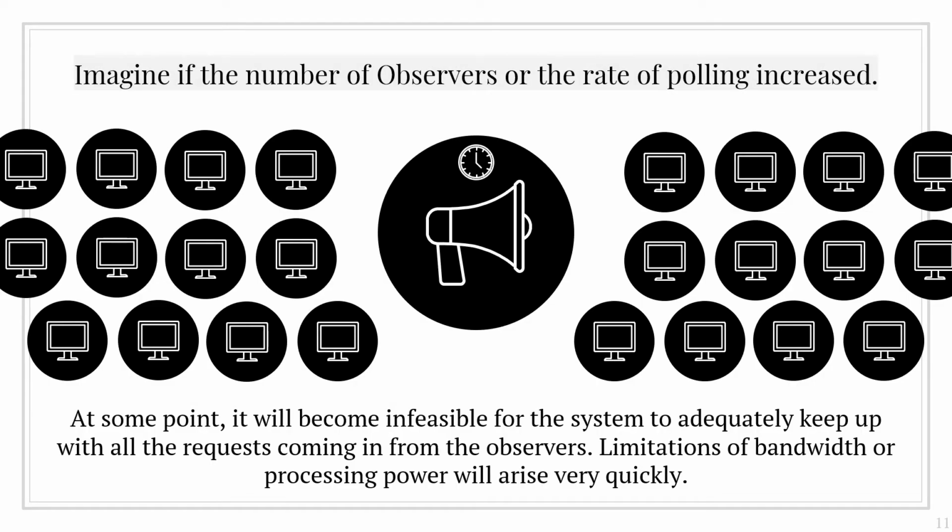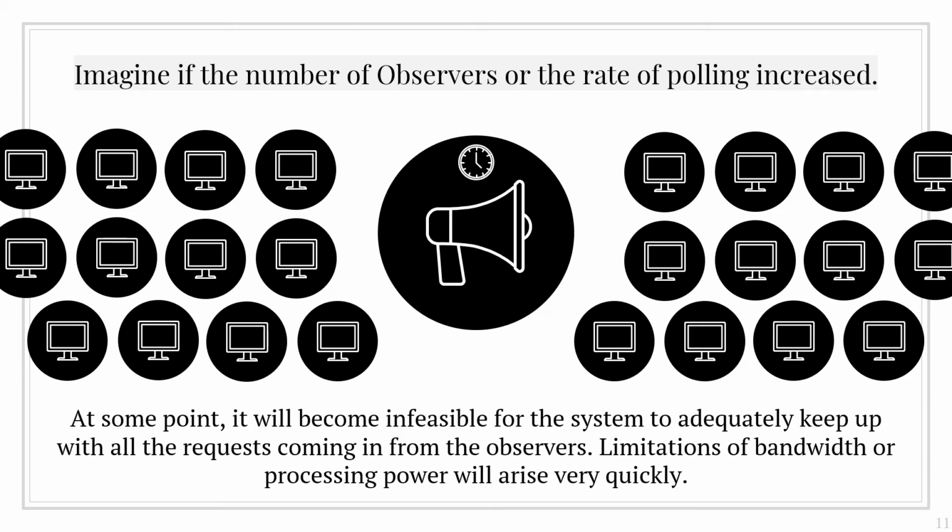Imagine if the number of observers or the rate of polling increased. What if hundreds or thousands more people have a bet with their dads? What if every tenth of a second in the game counted? At some point, it will become infeasible for the system to adequately keep up with all the requests coming in from the observers. Limitations of bandwidth or processing power will arise very quickly.